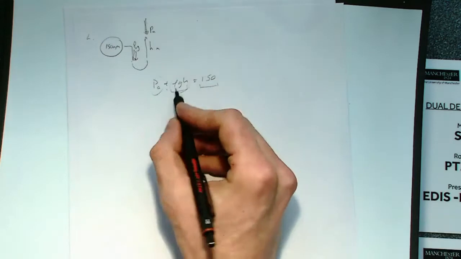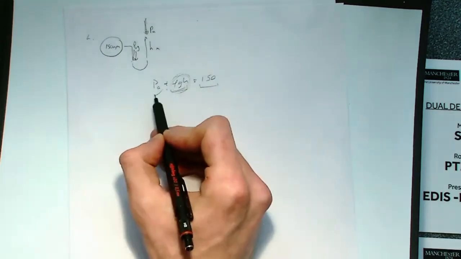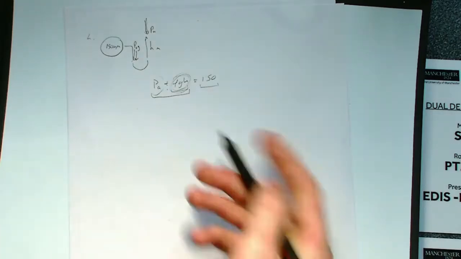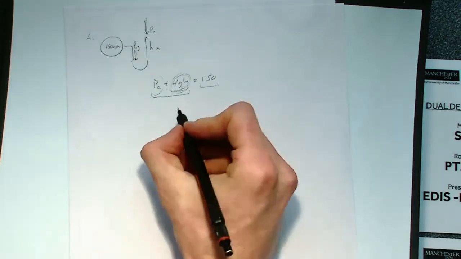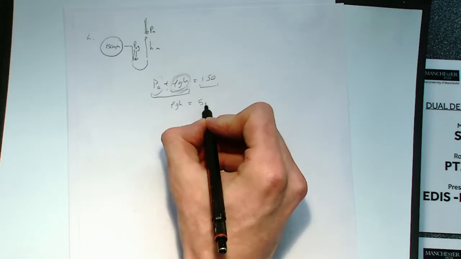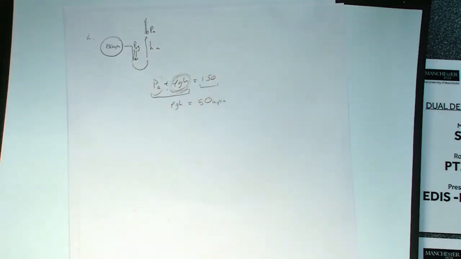Rho gh is the gauge pressure, right? And this whole thing is our absolute pressure, which we're given. So if we take P atmosphere to be 100 kPa, we'll just use the estimate, we end up with rho gh equal to 50 kPa, right?